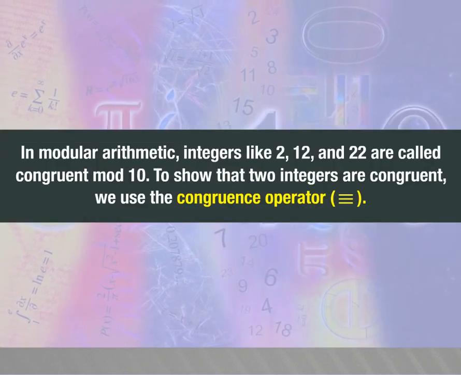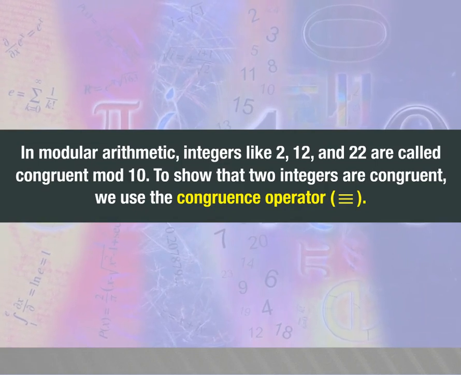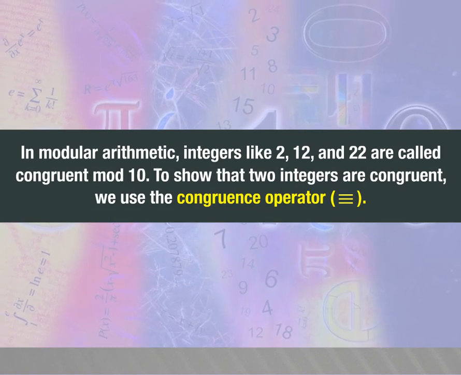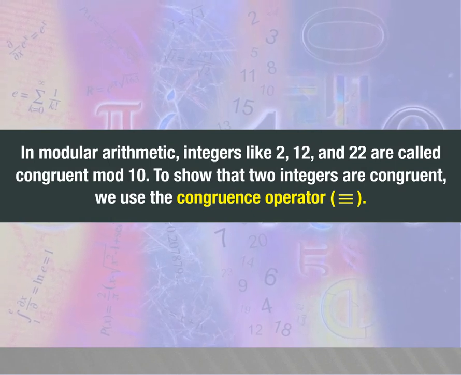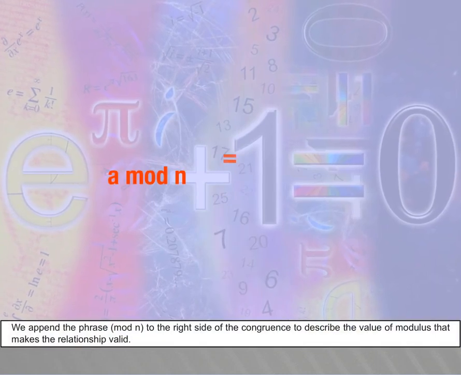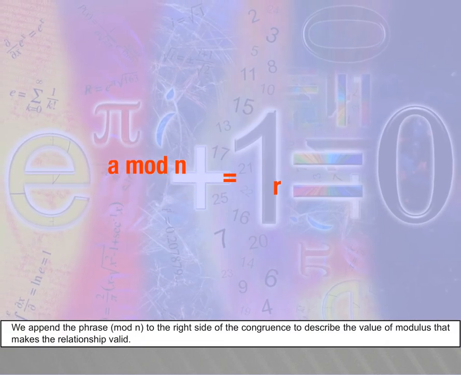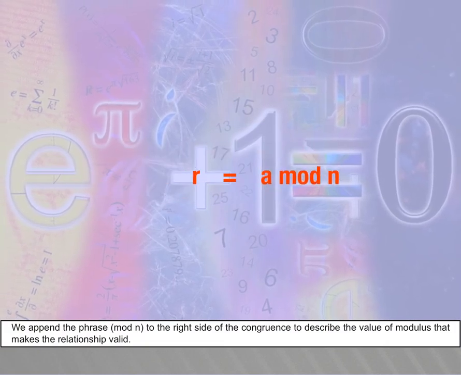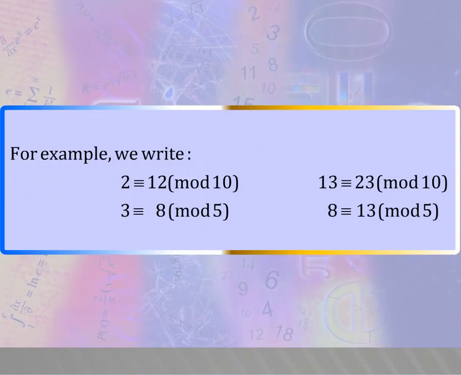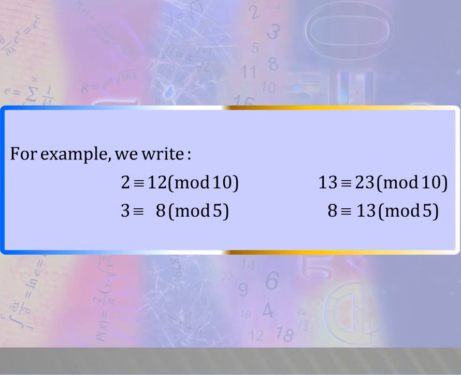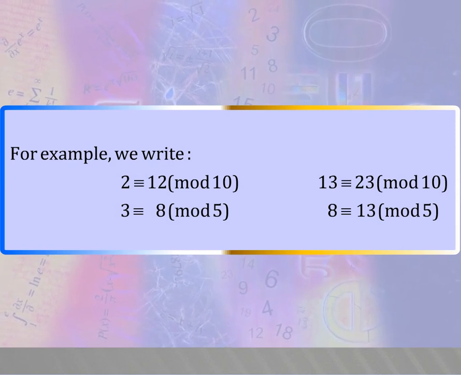In modular arithmetic, integers like 2, 12 and 22 are called congruent mod 10. To show that two integers are congruent, we use the congruence operator. We append the phrase mod n to the right side of the congruence to describe the value of modulus that makes the relationship valid. For example, we write 2 is congruent to 12 mod 10, 13 is congruent to 23 mod 10, 3 is congruent to 8 mod 5, 8 is congruent to 13 mod 5.